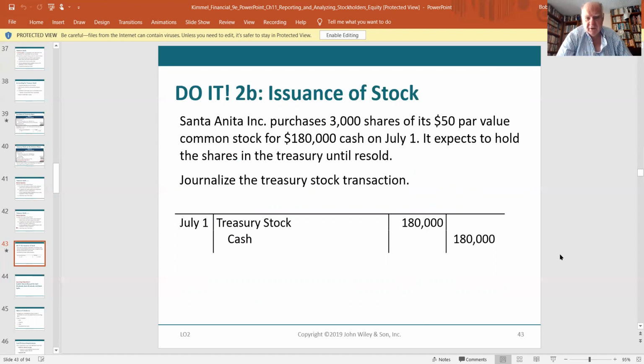Now, going forward, if they sold this treasury stock, Derek, and they sold it for 200,000, yeah, that's a profit, okay, but you can't call it a profit on your income statement. No, that profit has to be called paid in capital in excess of par, okay?